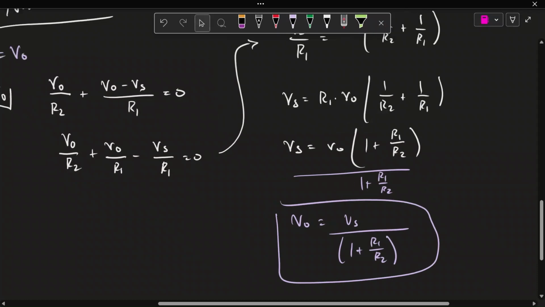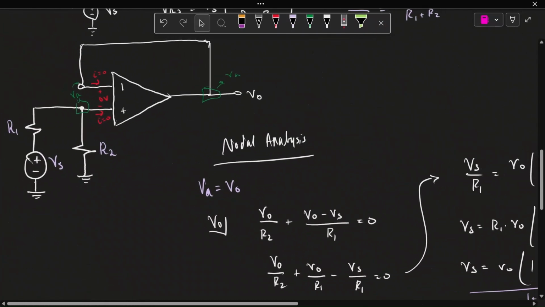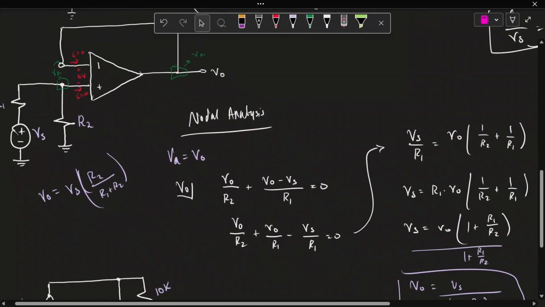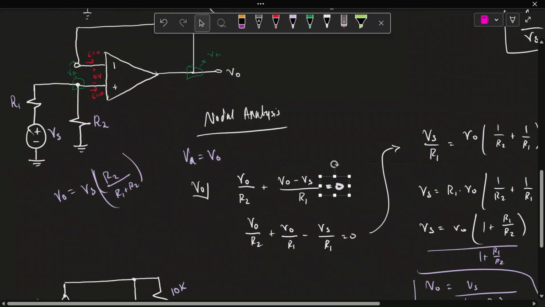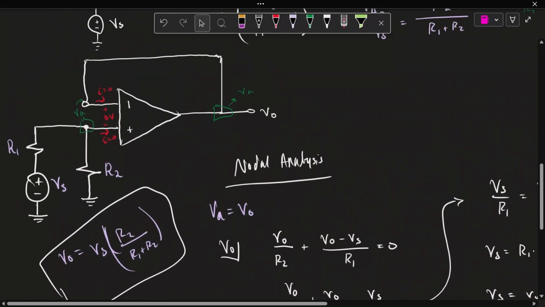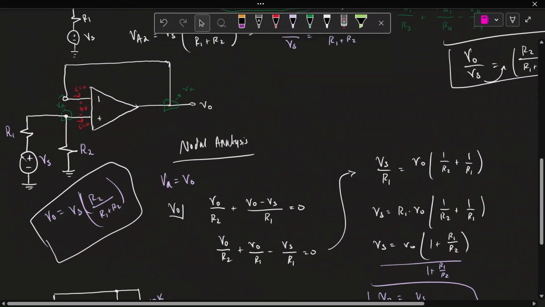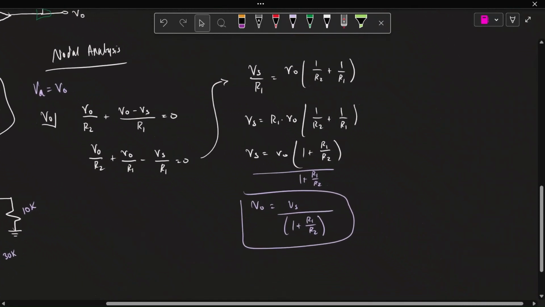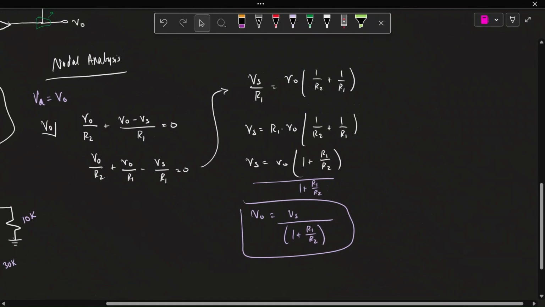Of course, this is a voltage divider, so you would end up getting VO is equal to VS R2 divided by R1 plus R2. That could also be an answer, given that this is in the same configuration as a voltage divider, and there's no feedback loop. There's no feedback resistor, I mean. So that would end up being your answer here.